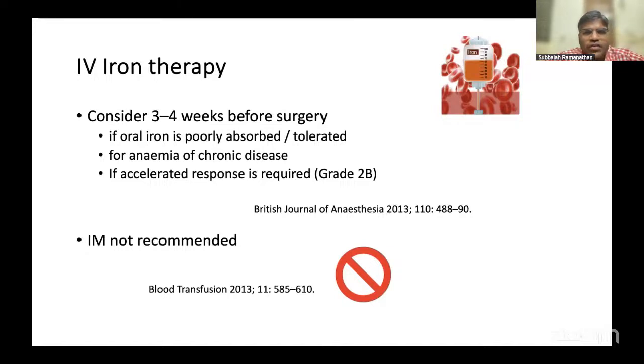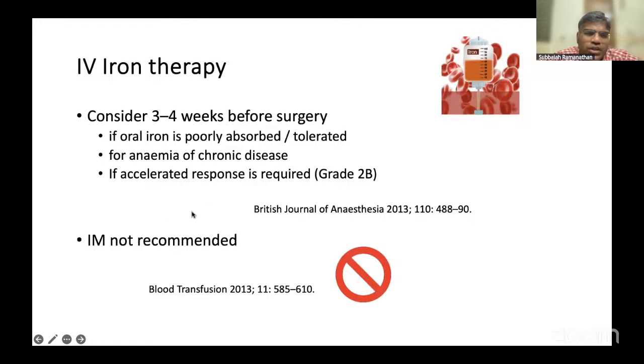And even in patients for elective surgery, now they say 3 to 4 weeks prior, if you find an anemia, you try to correct it, so that the outcomes of surgery would improve. So that becomes a part of the patient blood management. And they say if oral iron is not well absorbed or tolerated, then you consider IV iron. In inflammation, they say there's an accelerated response, but it's only a grade 2B recommendation.